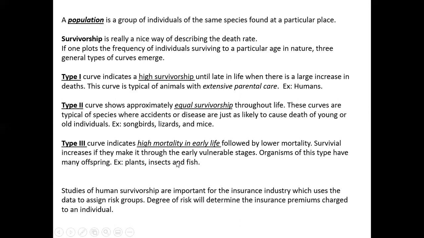So why do we study survivorship in general? As scientists, we study it to understand the lives of animals and things like that. But the insurance industry uses human survivorship to understand the risk with certain age groups. If you have a decreased risk, your premiums will be lower. If you're in a higher risk group, they're going to charge more because you're more likely to die in general, and they will make more money off you before they have to pay out life insurance.